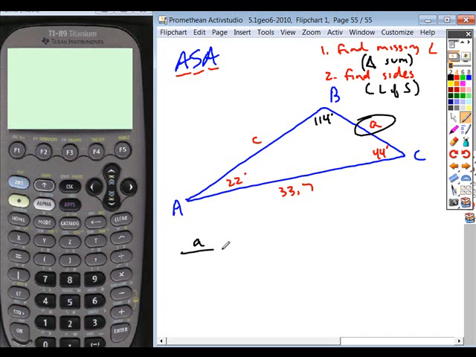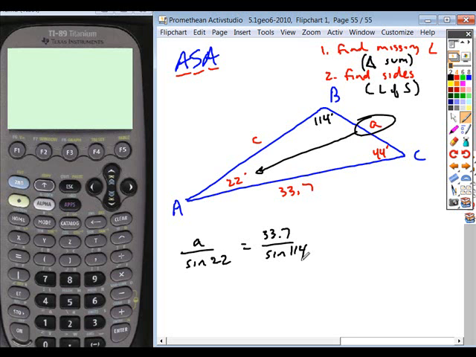Because A is our unknown, I'm going to start with that in the top of my fraction. I could have done sine of 22, but it's easiest just to start with your unknown. So A over the sine of the angle opposite it. This ratio is consistent with all sides and opposite angles in this triangle. So A over sine of 22 has to equal C over sine of 44 and 33.7 over the sine of 114. So which of those actually gives me numeric values to use for my ratio? Casey? 33.7 over the sine of 114. Good.